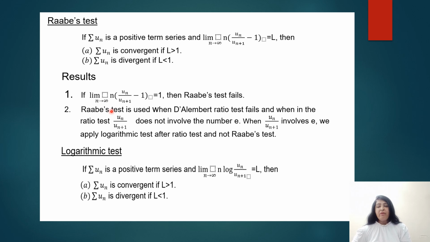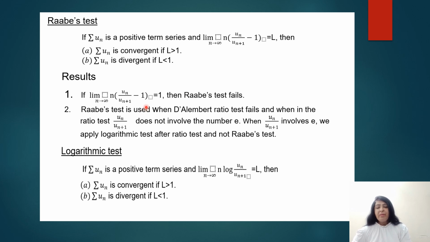Now there are some results. Raabe's test fails if L is equal to 1. It says that Raabe's test is convergent if L is greater than 1, divergent if L is less than 1, but Raabe's test fails if L is equal to 1.